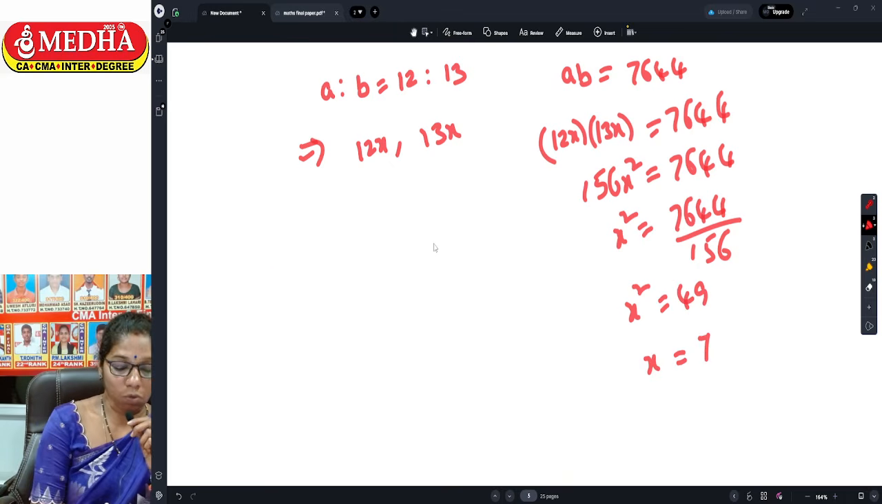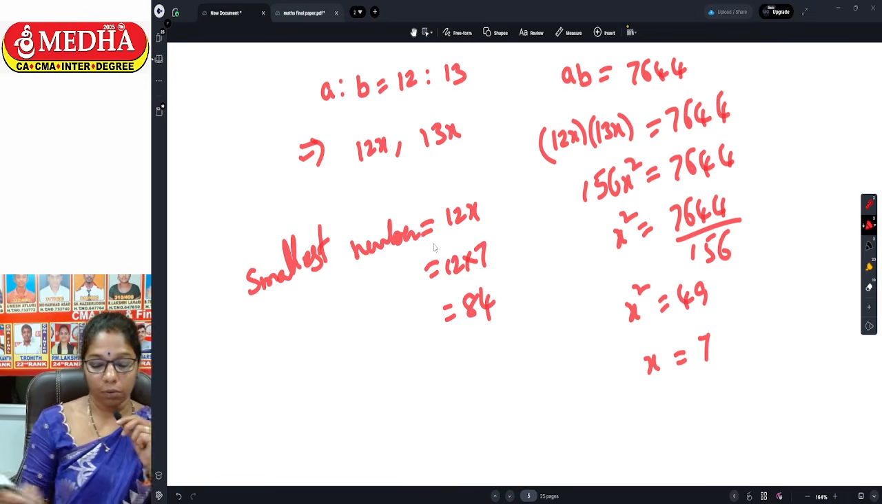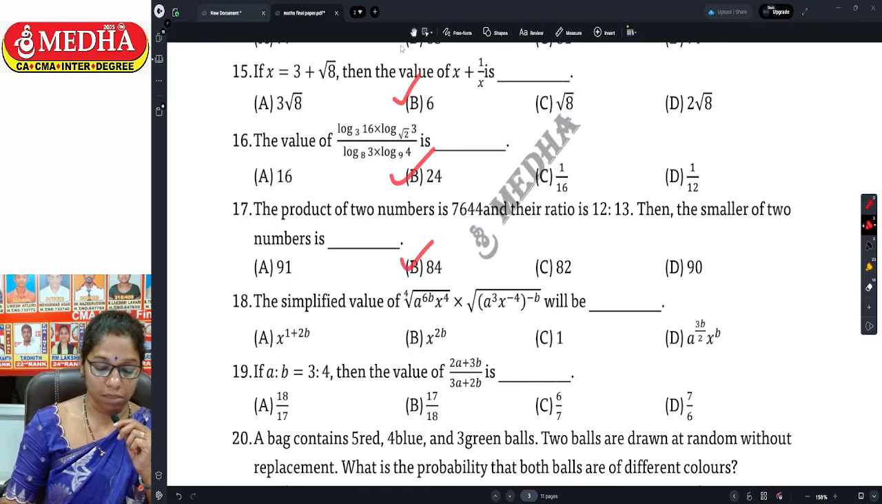But we require the smaller number. So what is the smallest number? That is 12x, 12 into 7. 12 7s are 84. 84 is the solution. Question number 17, B is the solution.